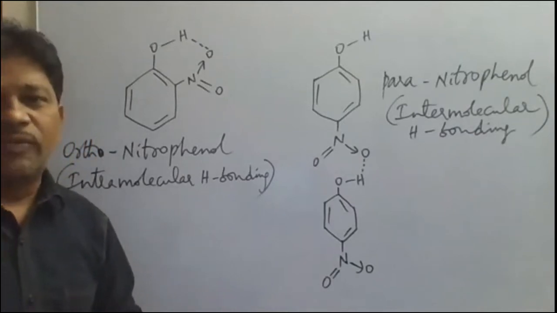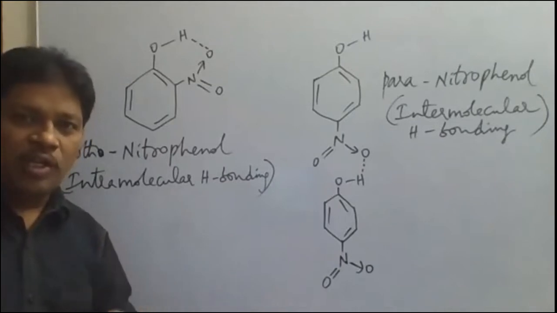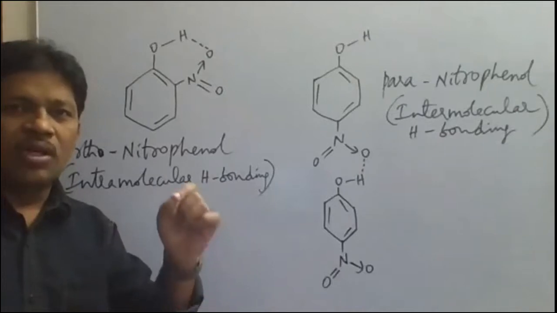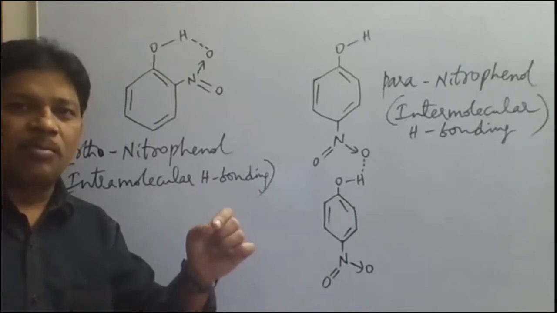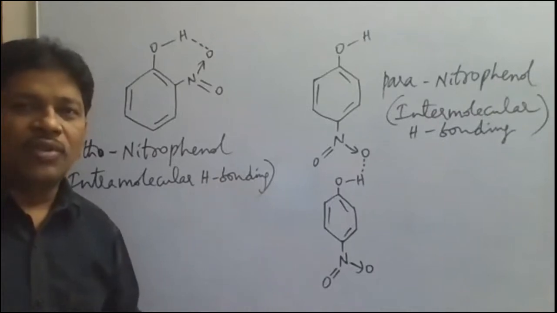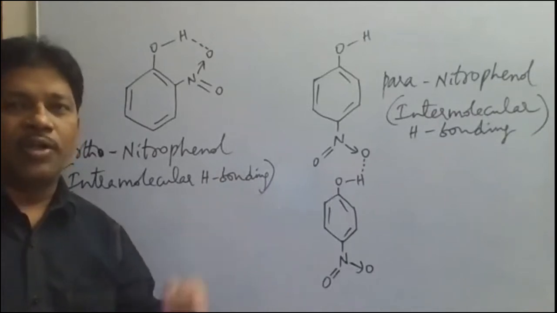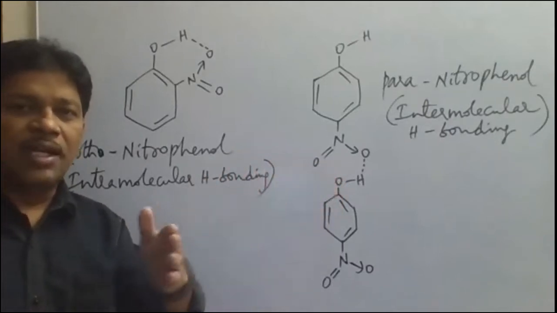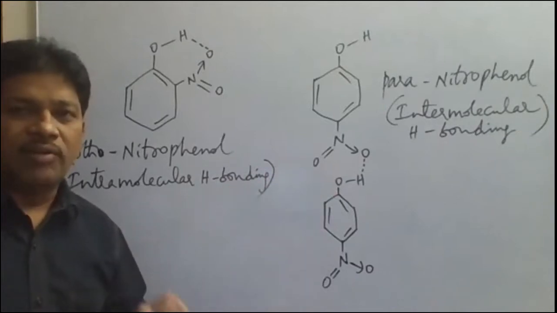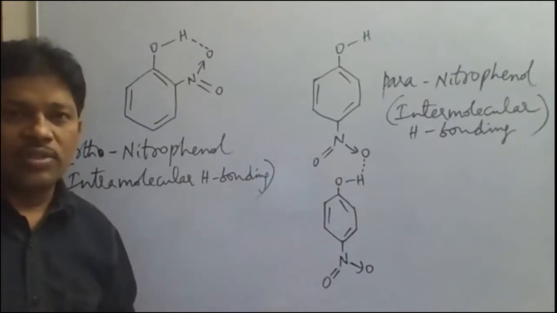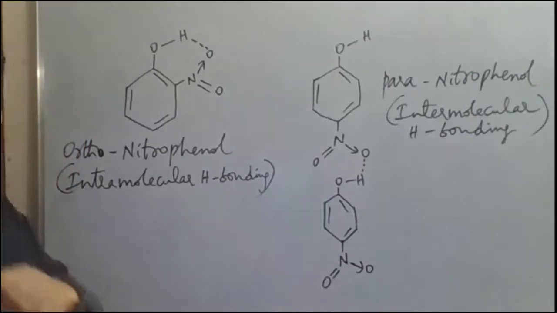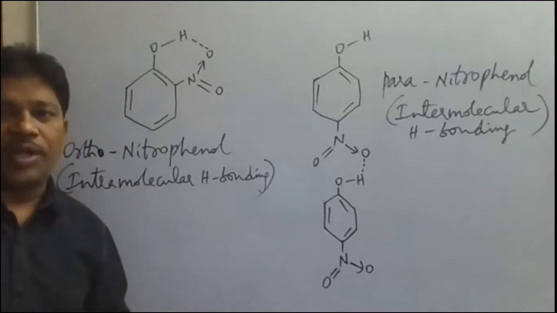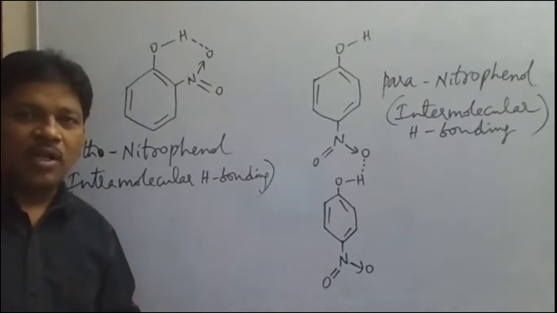First of all, hydrogen bonding is formed between the hydrogen atom of one molecule and an electronegative atom, that is a fluorine atom, oxygen atom, nitrogen atom, sometimes chlorine atom, of the same molecule or another molecule. So the weak electrostatic attractive force that is developed between a hydrogen atom and a more electronegative atom is called hydrogen bonding. Hydrogen bonding is mainly of two types: intermolecular and intramolecular hydrogen bonding.